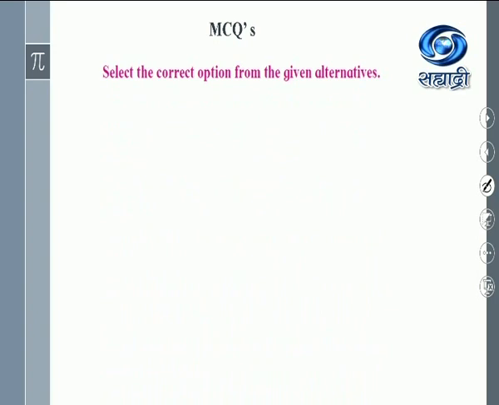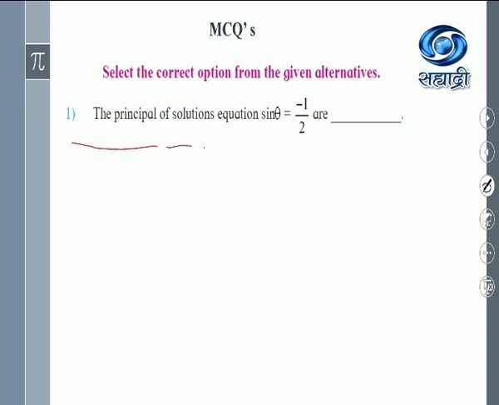Select the correct option from the given alternatives. Question number 1: the principal solution of equation sin theta equal to minus 1 upon 2. There are a few printing mistakes in the textbook. To note that, I am keeping the statement as it is, and in the textbook you make the changes. The question should be: the principal solution of equation sin theta equal to minus 1 upon 2. So with the pen you make the changes there. So we are finding the principal value of sin theta equal to minus 1 upon 2.